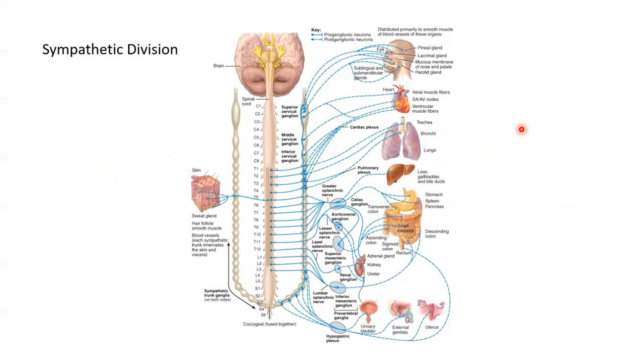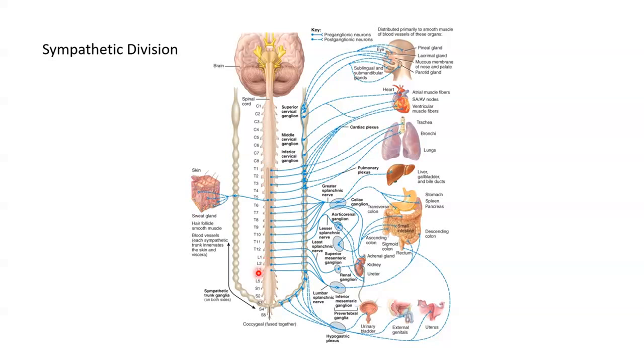Now, looking specifically at our 2 divisions, here we will first look at our sympathetic division of the autonomic nervous system. So the sympathetic preganglionic neurons have their cell bodies in the lateral grey horns, so the grey matter in our spinal cord, in the 12 thoracic segments and the first 2 to 3 lumbar segments of our spinal cord. So not all the way down our spinal cord, just in that thoracic region and the top of our lumbar region.